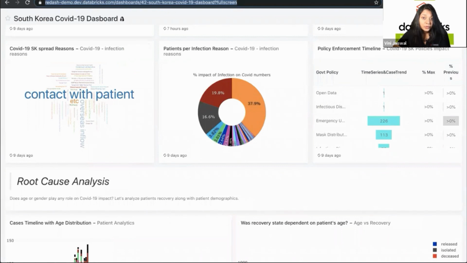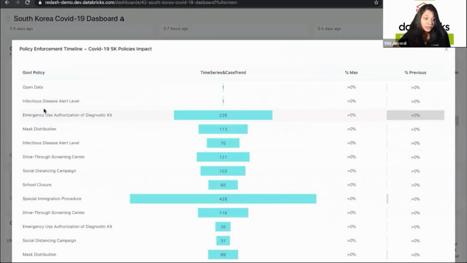So, as we know, contact with patients and overseas inflow. These are some of the top spread reasons. And that sounds about right. It resonates about the general understanding of the infectious disease that spread, is through patient's contact and came from travelers. Now, if we want to further understand the policy enforcement, let's look at it.